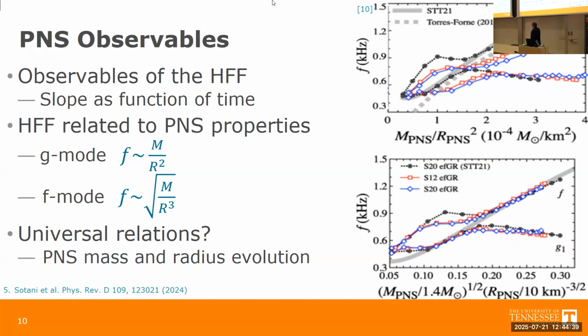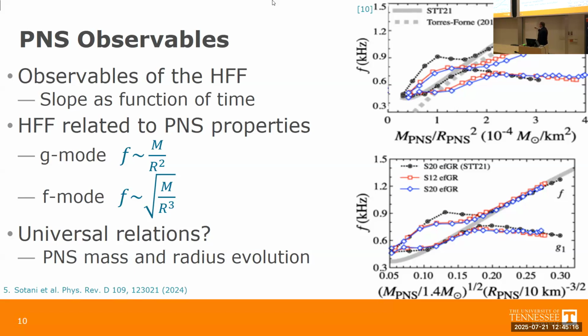And as we have said, why we care about this is because these different oscillation modes will have a different relationship with the protoneutron star. And so ultimately, we'd like to have some universal relation that can relate the mass and radius of the protoneutron star as a function of time to the frequency of this high frequency feature. And depending on what we're seeing, we're going to have a different relation. So the G mode should be proportional to some power of the surface gravity of the protoneutron star, M over R squared, and the F mode with the mean density.